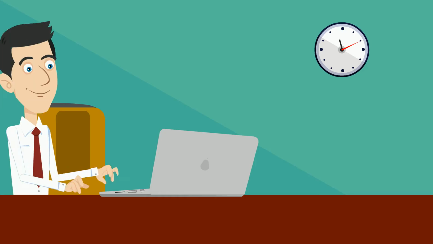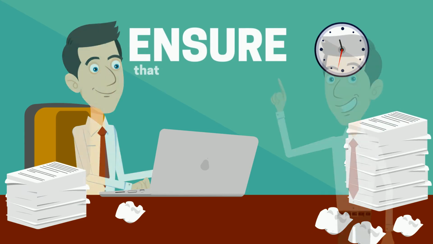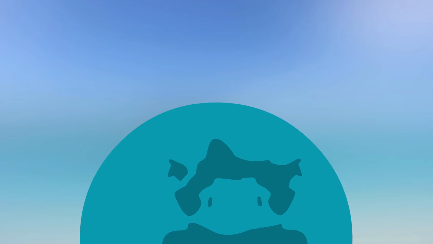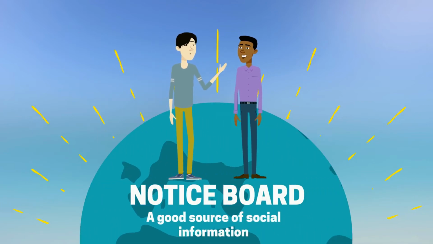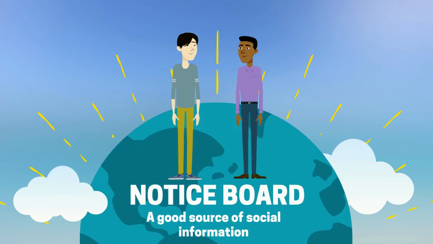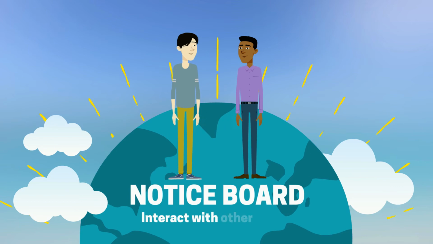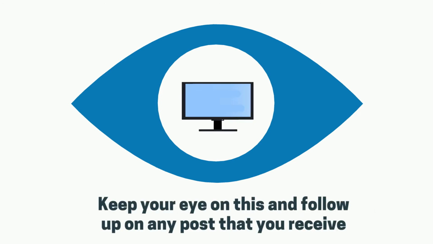It is great to take on extra work and responsibilities, but ensure that you are able to cope with the workload before you do. Most staff rooms are going to have a notice board. This is going to be a good source of social information, such as staff get-togethers, sports sessions, or even big events. This is a great place to look to enable you to interact with other staff. You are also likely to have a personal pigeonhole for your post. Make sure that you keep an eye on this and follow up any posts that you receive.